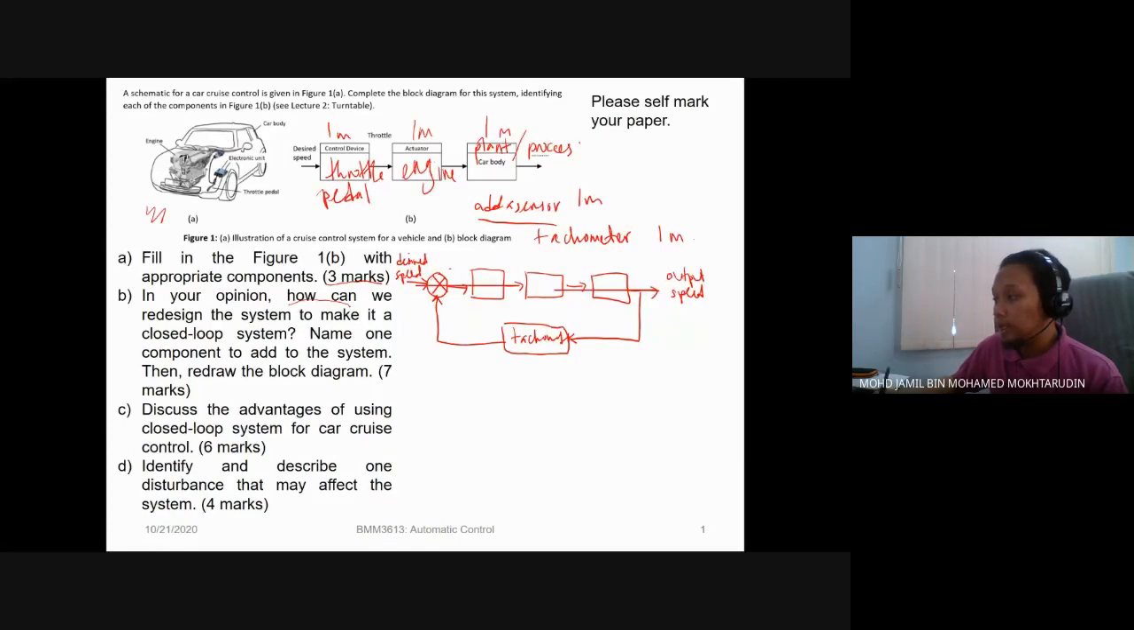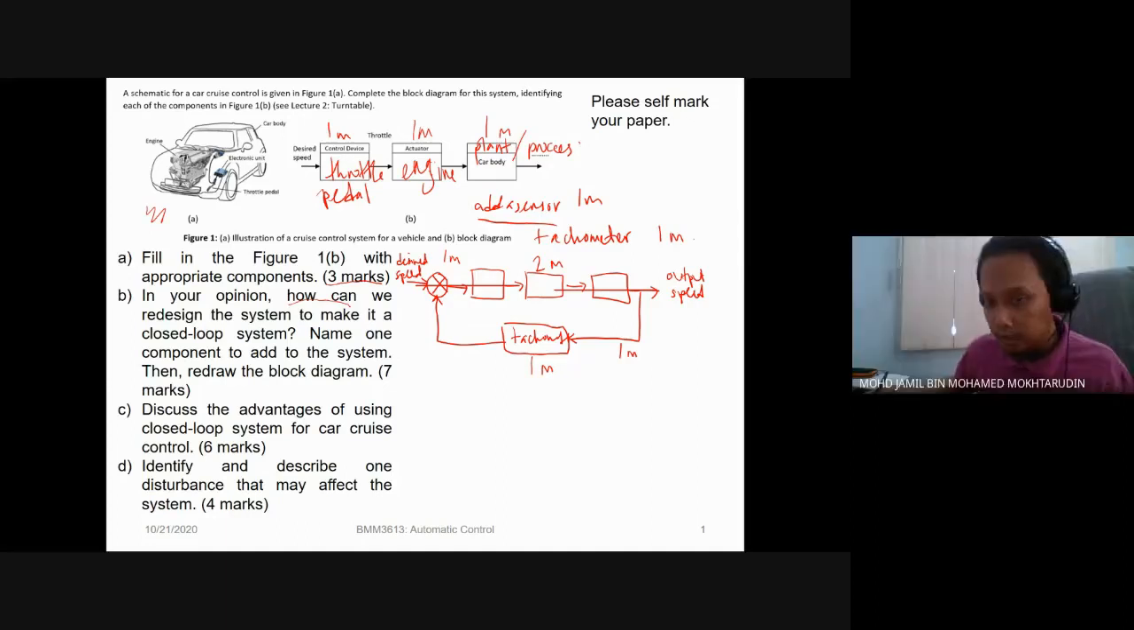So if you have a summing junction, you get 1 mark for the summing junction, 1 mark for the feedback arrow, 1 mark for the sensor component here, and 2 marks for the original open loop system. Okay, so you get 5 marks for the block diagram.